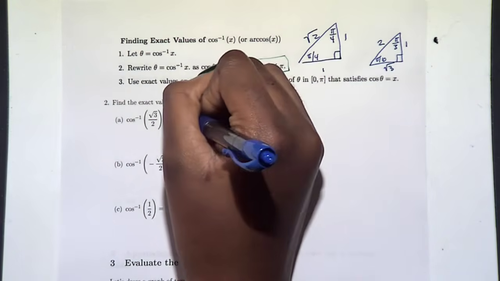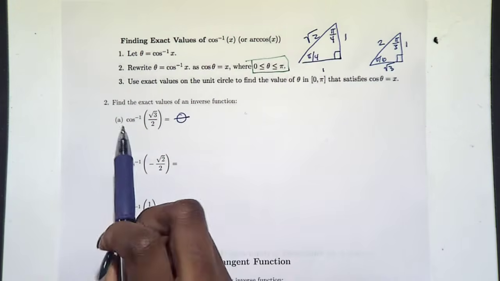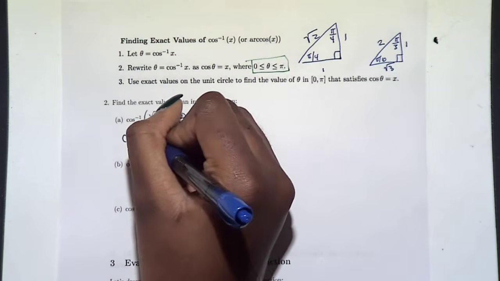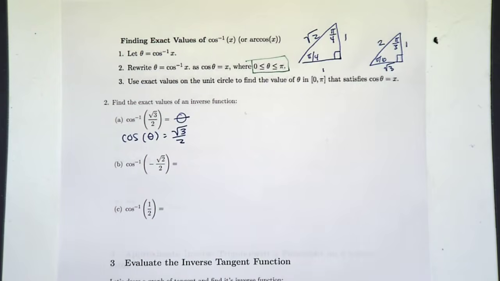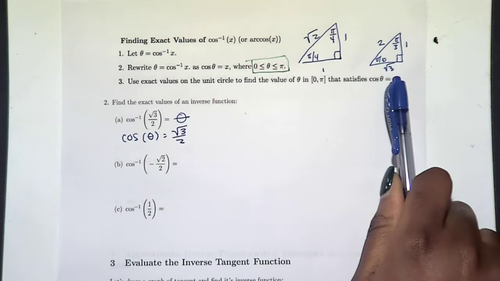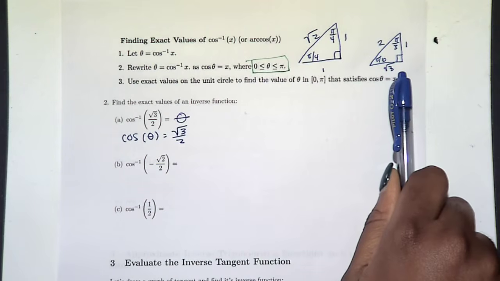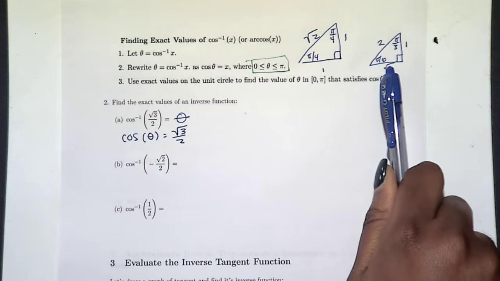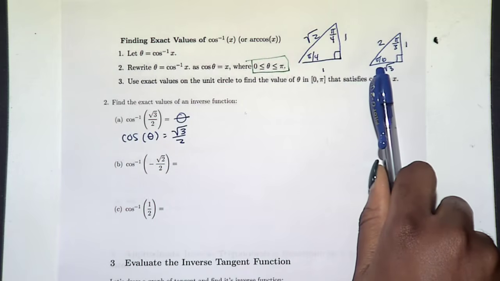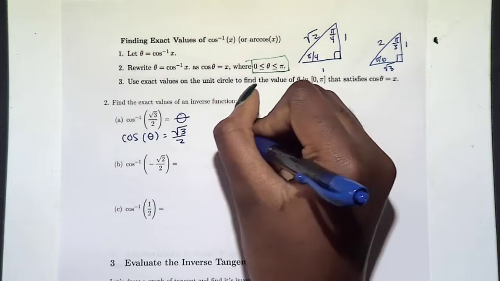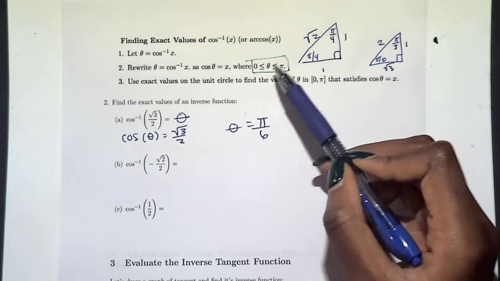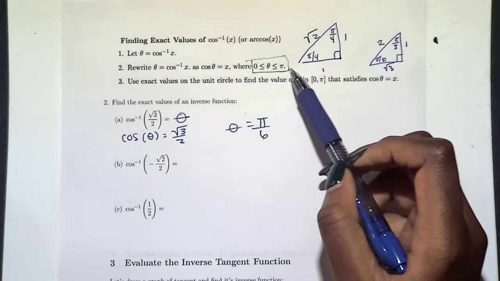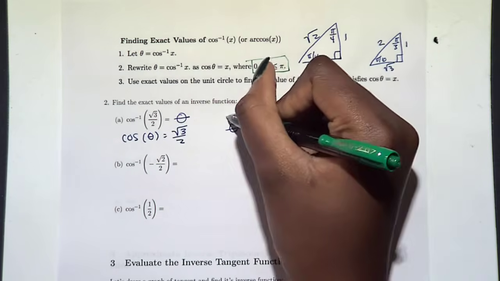Okay, so let's look here. We're trying to find the angle such that cosine of that angle is root 3 over 2. That tells us exactly which triangle we're going to be using, this one, and we want the adjacent side to be root 3. So that tells us that our angle is pi over 6. And pi over 6 is between 0 and pi, so we're good to go.